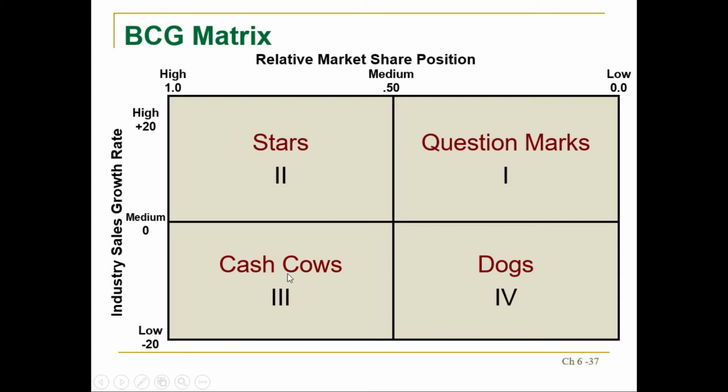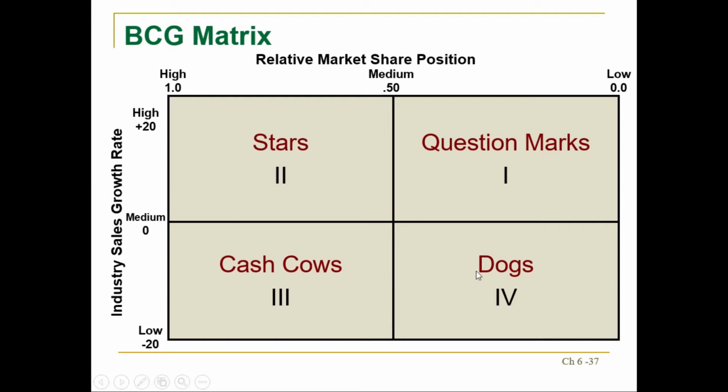Then the third quadrant is called cash cows, and cash cow firms are those which have the highest market shares among competitors, but the industry in total is not growing in a positive manner, it is having a negative growth. So that firm is called a cash cow kind of firm.